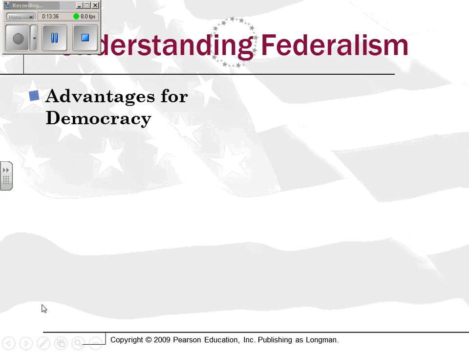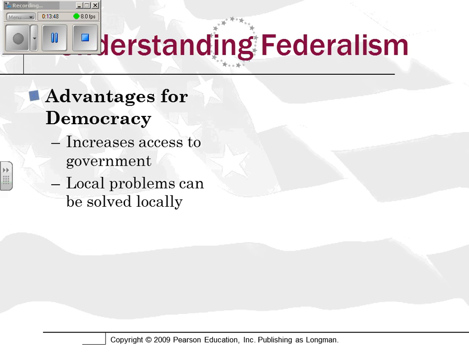All right, so I want to go over the advantages and disadvantages of federalism. So we said the advantages for democracy in federalism is that it increases access to government. Local problems can be solved locally. We don't have to go to the federal government for an issue with the school board or with our school system. We can go to our school board.